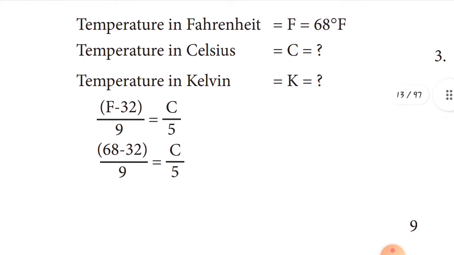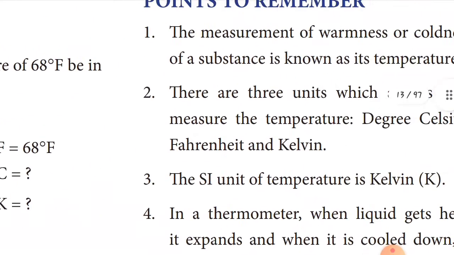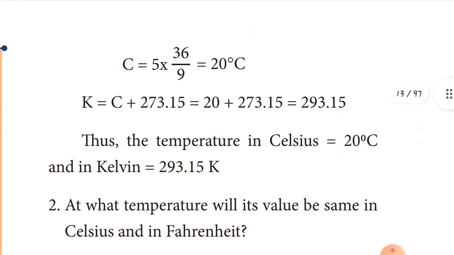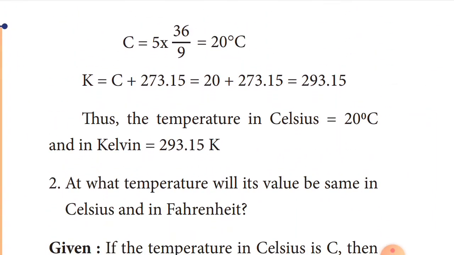Now you have to calculate C. Write C on the left side. By cross multiplication, C is equal to 5 into 36 by 9. 36 by 9, how much? 9 times 4 is 36, so this is 4. So 5 fours are 20. Finally you get the answer for the Celsius scale: 20 degree Celsius. This is your final answer, children.